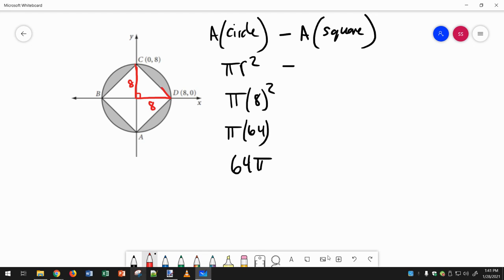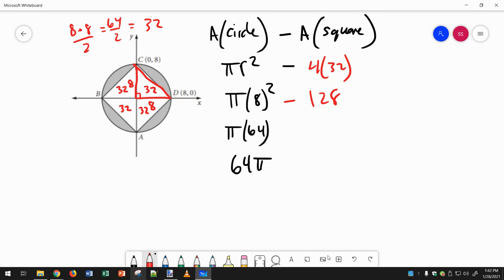I can find the area of it by doing base times height divided by 2. 64 over 2, which is 32. So if that triangle is 32, then all 4 of them are 32. And so the area of the square is really 4 times 32. 4 times 32 is 128. So we're going to do 64 pi minus 128.